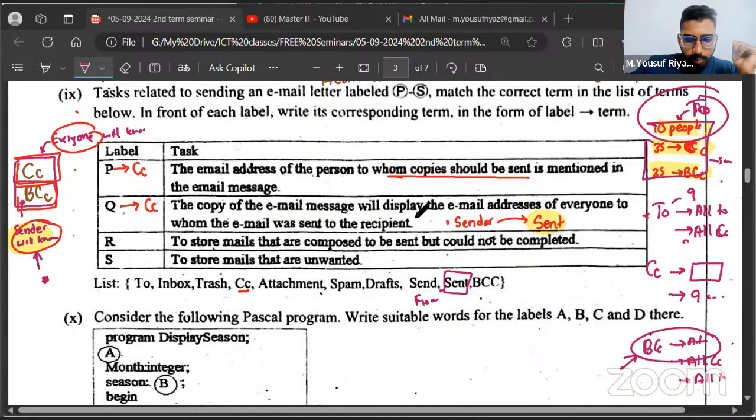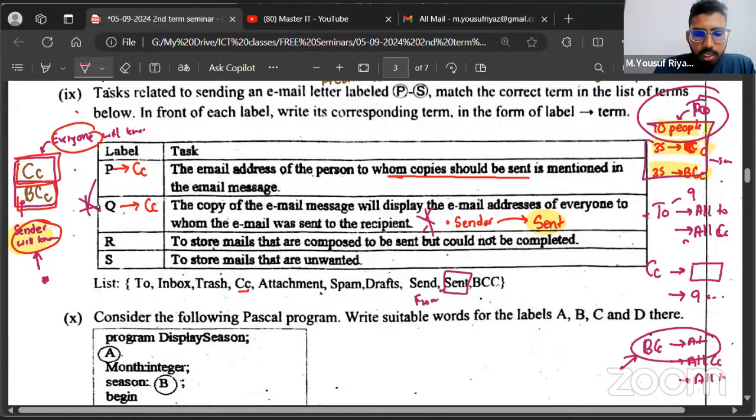I feel like there is a spelling mistake here. It should have been: a copy of the message will display the email address of everyone to whom the email was sent, except the BCC recipient. They should have mentioned that the recipient's email is not mentioned. The word not has to be used. I feel like then only it can be BCC, because with BCC others will not know. So I'm going to keep that as a hold question. There's a mistake in the wording, but again it should be CC most probably.